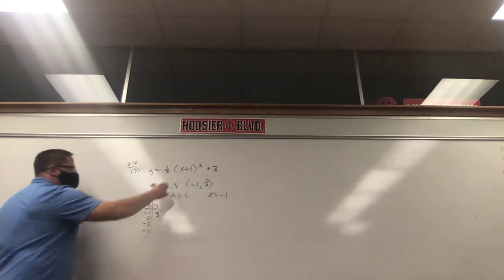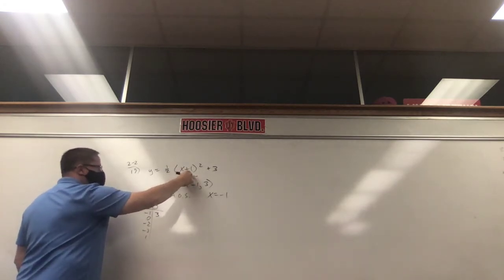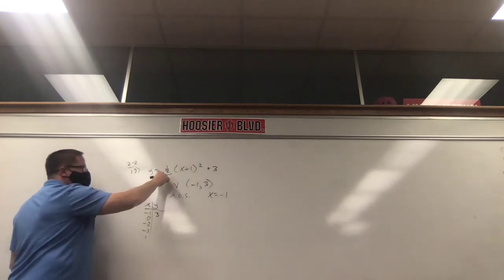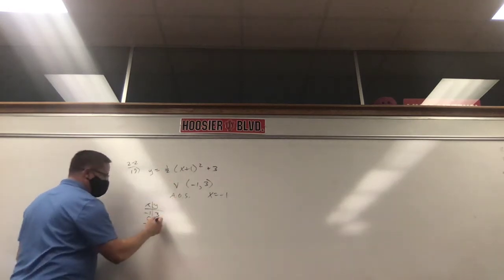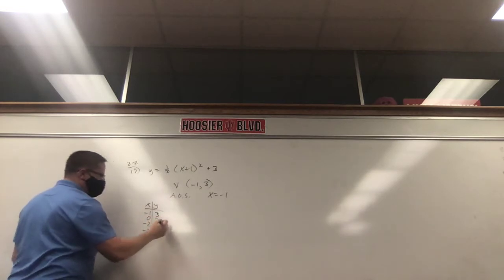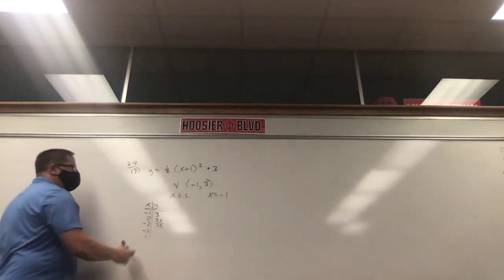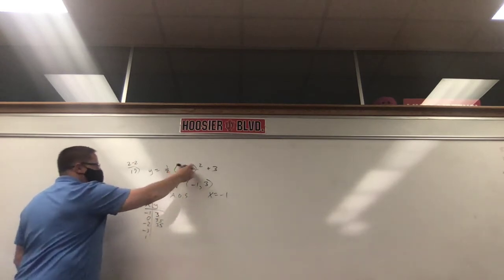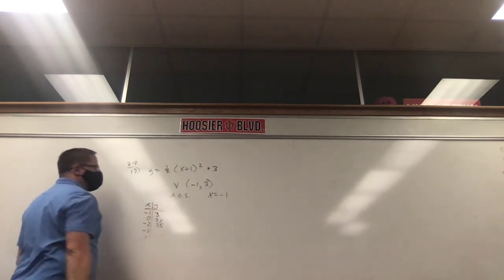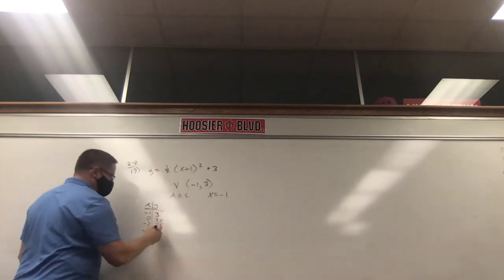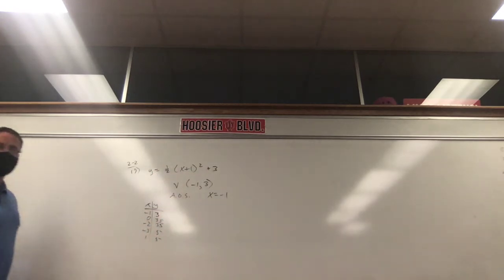I'm going to plug in 0. 0 plus 1 is 1. 1 squared is still 1. Times 1/2 is 1/2 plus 3, so 3.5. So both 0 and -2 have y values of 3.5. Then I'm going to plug in either -3 or 1. It doesn't matter. I'm going to plug in 1. 1 plus 1 is 2. 2 squared is 4. Half of 4 is 2. Plus 3 is 5. So 1 and -3 both have y values of 5.